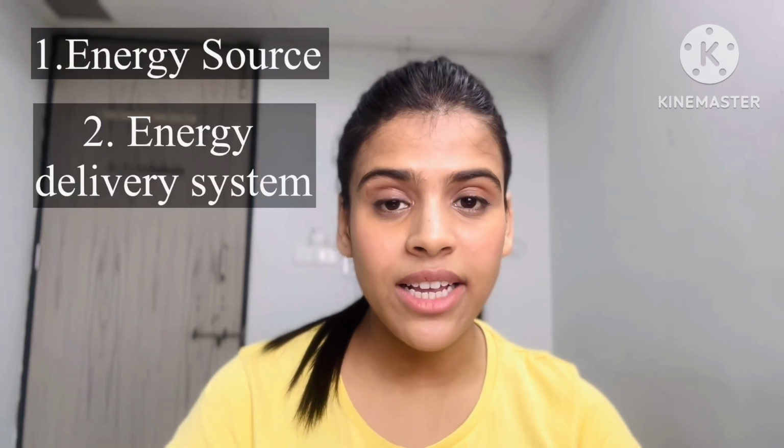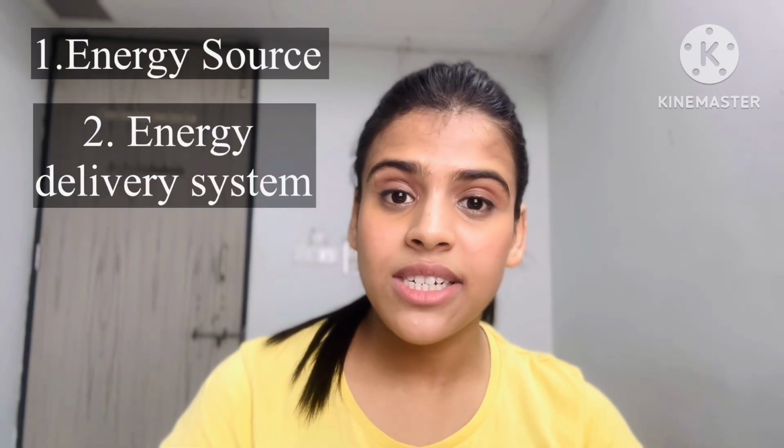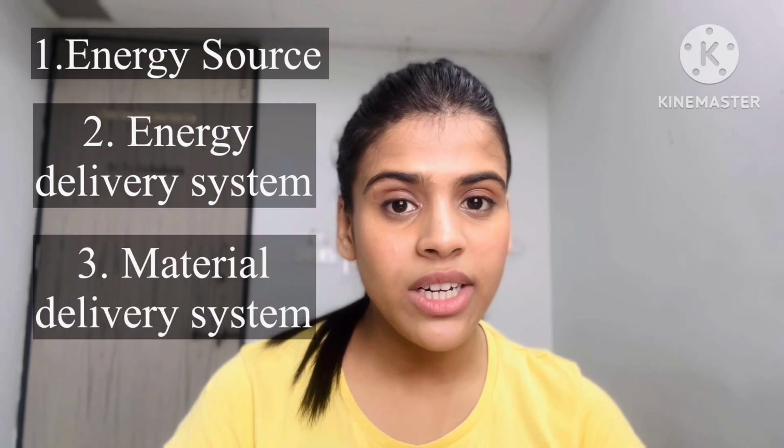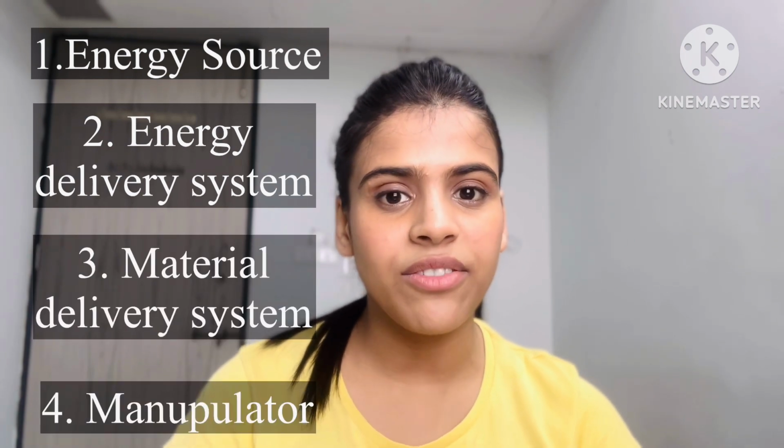Also, additive manufacturing has two major aspects. One is the material aspect, another one is the energy aspect. So I am going to divide these two metal additive manufacturing, or MAM, processes into four basic units. One is the energy source, the next one is the energy delivery system, the third one is the material delivery system, and the fourth one is the manipulator.